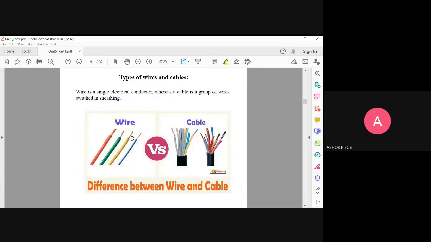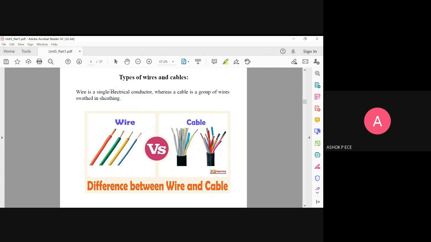Next one is types of wires and cables. So you have seen wire. Wire is a single conductor, and cable is a group of wires in a single protective coat. So that is going to be a cable. So wire is going to be the individual conductor.